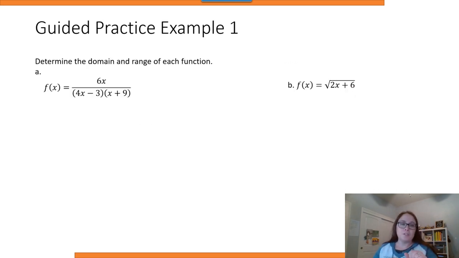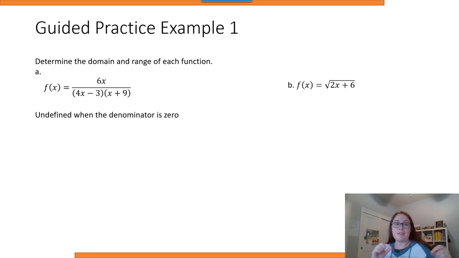Here I've got a rational function and a radical function, and we'll find the domain and range, and we'll look at the graphs as well to connect all the dots on this. So first of all, with that rational equation, where a rational equation runs into trouble with domain is when the denominator is 0. I can't divide by 0, it's undefined.